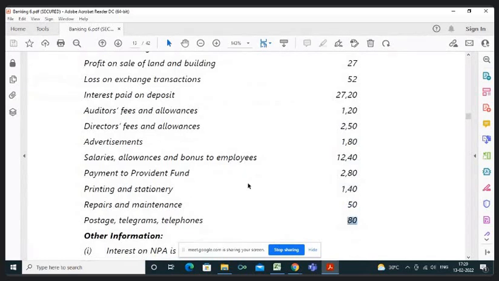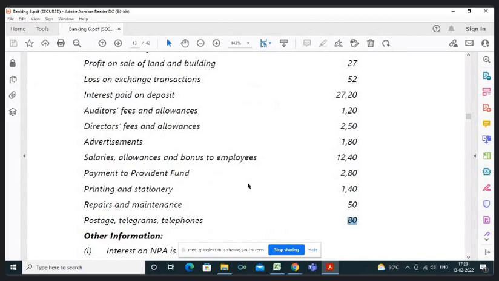So if we were given a question like this, it's going to be a very easy one. We have to prepare schedule number 13, interest income, 14 for other income, 15 for interest expense, 16 for operating expenses. What we have to do is take item by item to the respective schedule and put the total in the profit and loss account. That's it. It's going to be a very simple question.